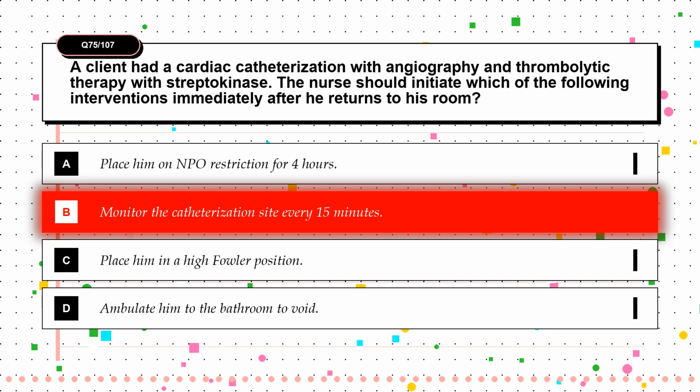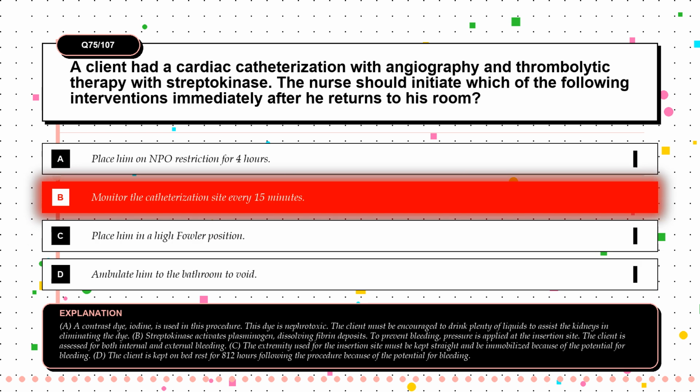The correct answer is option B. Monitor the catheterization site every 15 minutes. A. Contrast dye, iodine, is used in this procedure. This dye is nephrotoxic. The client must be encouraged to drink plenty of liquids to assist the kidneys in eliminating the dye. B. Streptokinase activates plasminogen, dissolving fibrin deposits.